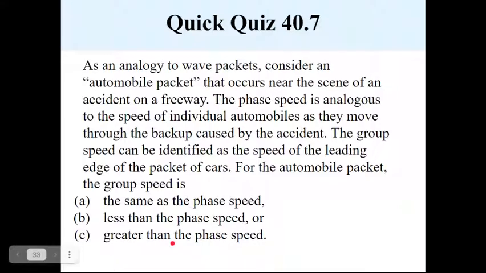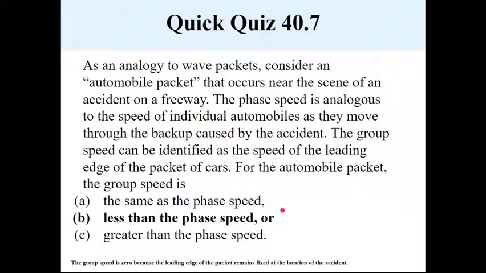This blockage isn't moving, so the cars are only curving around it at this particular point on the highway, which means that this envelope that wraps around the wreckage doesn't move. So there's no group speed. There's just cars moving independently around the blockage. There is some phase speed because cars are moving, but the packet itself is just based at the point on the highway where the accident happened.